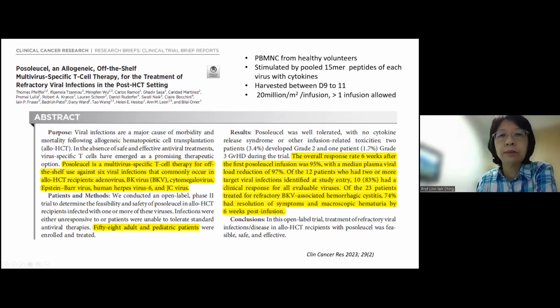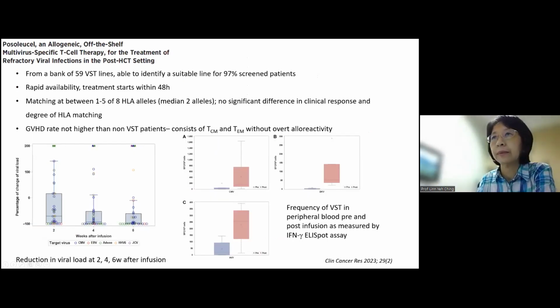Of the 23 patients who had refractory BKV cystitis, the resolution of hematuria at 6 weeks was 74%. They showed that 59 VST lines could provide for 97% of the requests and were rapidly available within 48 hours, which is an important fact for such third-party T cells. Matching was between 1 to 5 of the 8 HLA alleles, and the median was matching at 2 alleles. There was no significant clinical difference in the response and the degree of HLA matching. There was a reduction in viral load over 2, 4 to 6 weeks, while the frequency of the VST in the peripheral blood against CMV, BKV, and adenovirus increased after infusion.